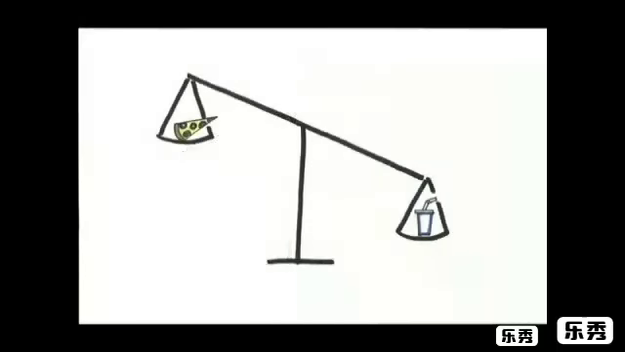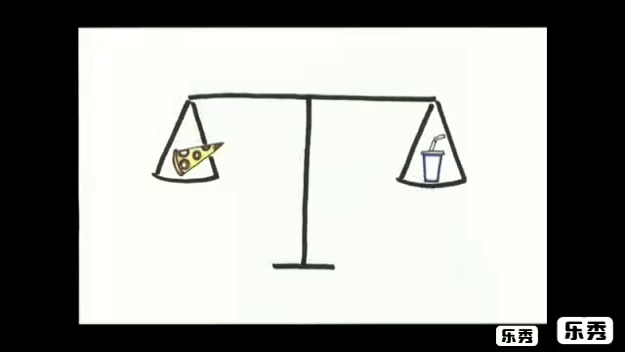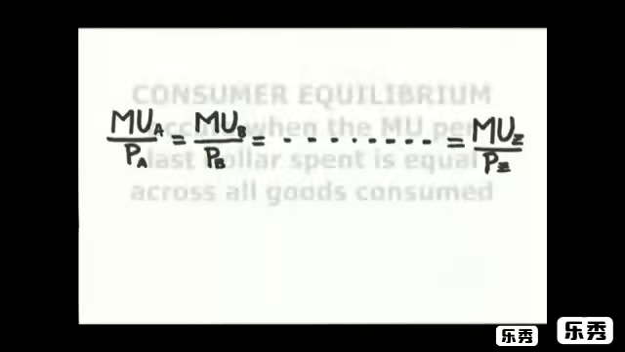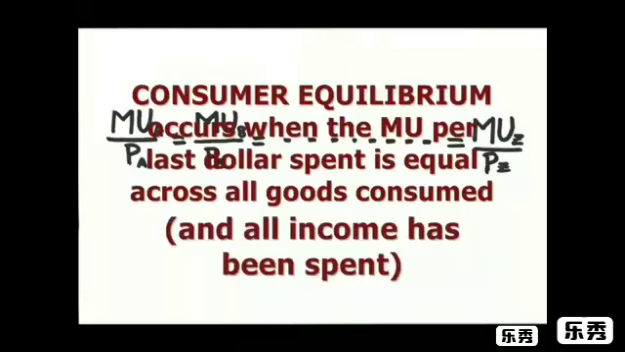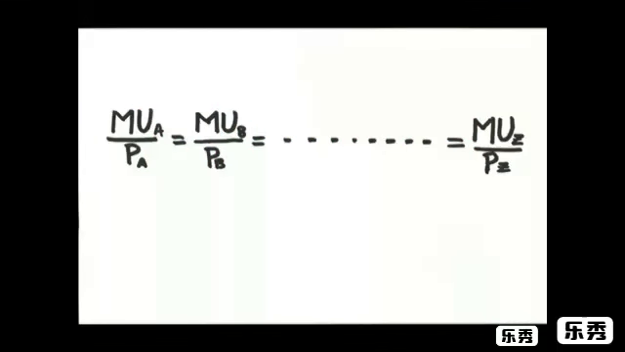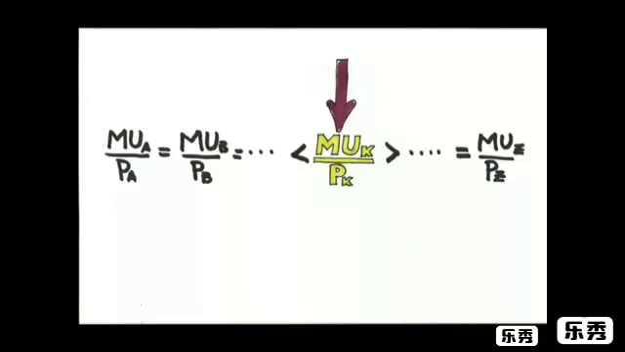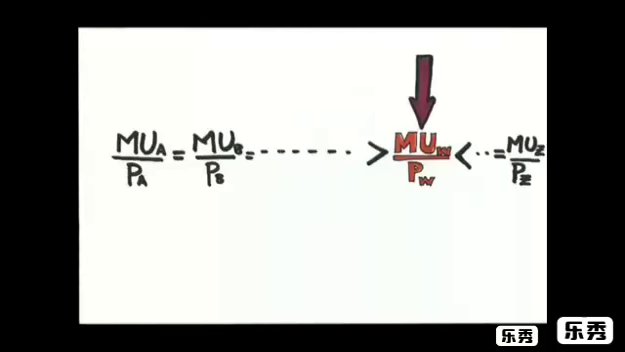Eventually, as the consumer continues the pattern of choosing the greatest marginal utility per dollar spent, an equilibrium will be reached. Consumer equilibrium occurs when the marginal utility per last dollar spent is equal across all goods and all income has been spent. Think about it this way. What if this isn't true? What if, say, product K gives more satisfaction per dollar than any other product? I'd do better to cut back elsewhere and buy more of product K. Similarly, if product W gives less marginal utility per dollar spent, you'd want to cut back on W until all were equal.